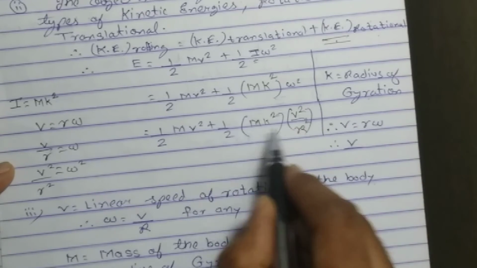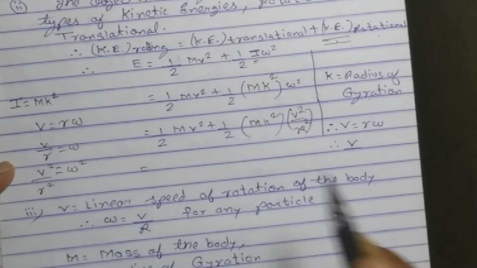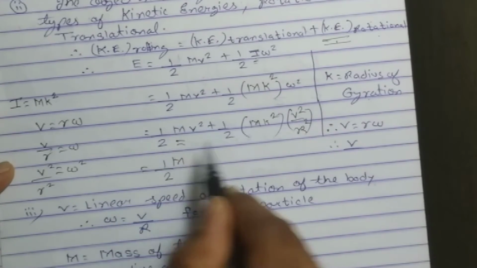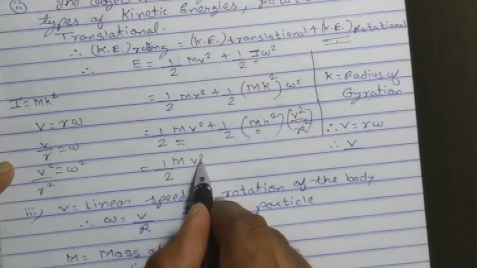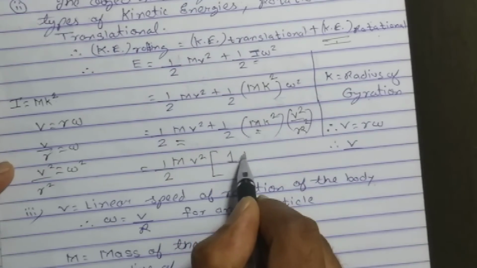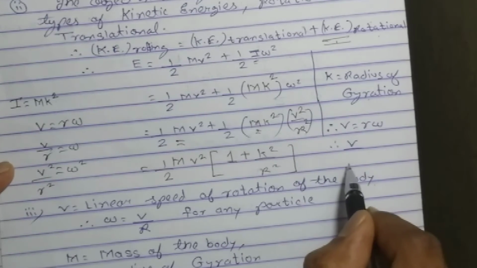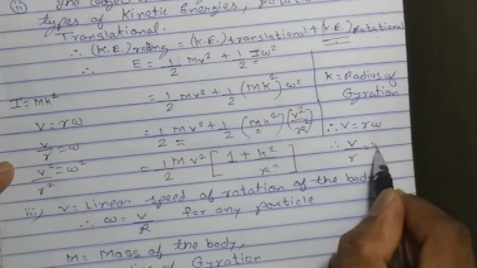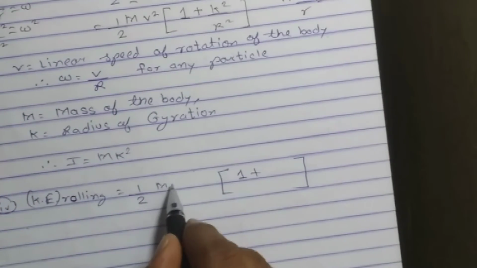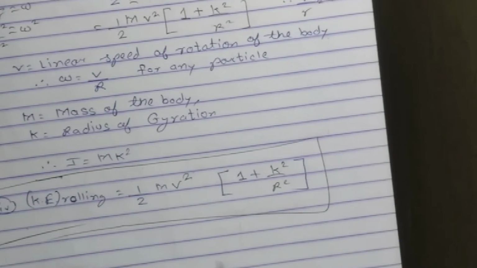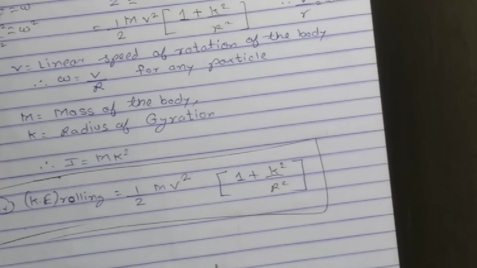Students, what can we take common over here? I can take half common, I can take m common, and I can take v square also common. So what are the remaining terms? 1 plus k square by r square. So students, here you can write 1 plus k square by r square. This is the kinetic energy of the rolling body. Hope you understood the derivation.